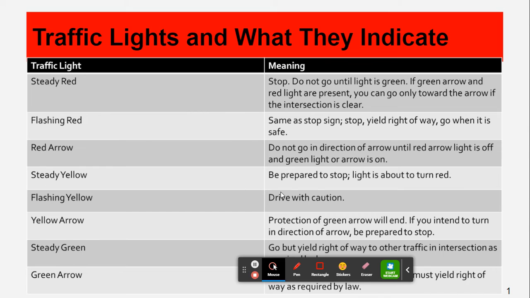A steady yellow means you should be prepared to stop. The light is about to turn red. A flashing yellow means you need to drive with caution.